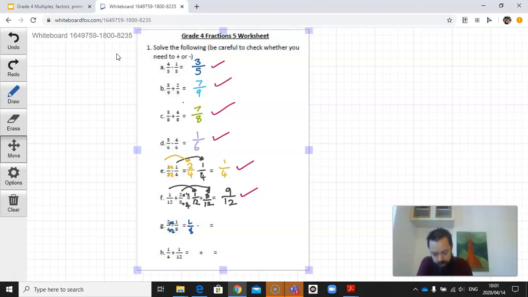And now I'll get a 4 at the top. The other one stays the same. 8's at the bottom. 4 minus 1 is 3. Done. Last one. I hope you've done well so far.